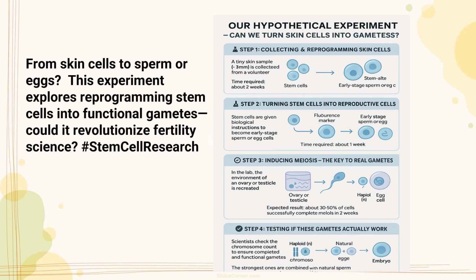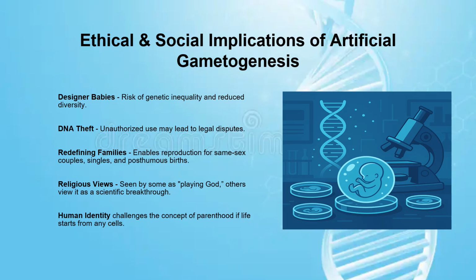Experimental highlight. This concept isn't just theoretical. Researchers are actively experimenting with turning stem cells into functional gametes. These experiments test whether skin-derived cells can undergo meiosis properly and result in gametes that can fertilize and lead to healthy embryos. While we are not there yet with humans, the potential is enormous. It's one of the most exciting frontiers in reproductive and stem cell research.